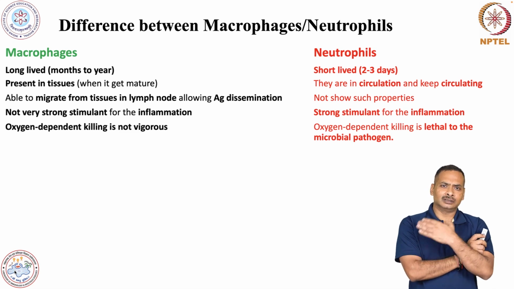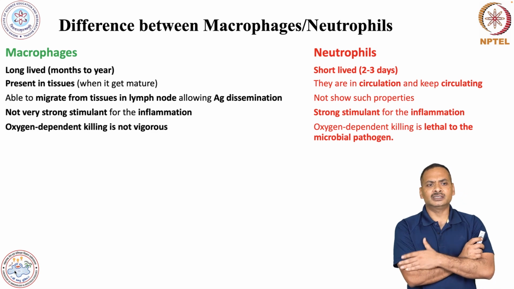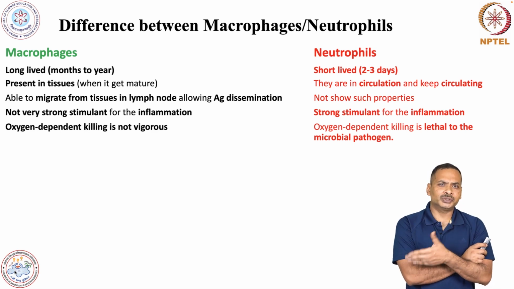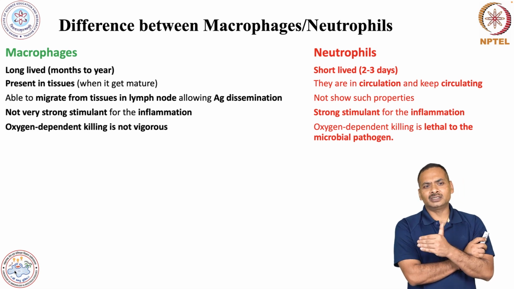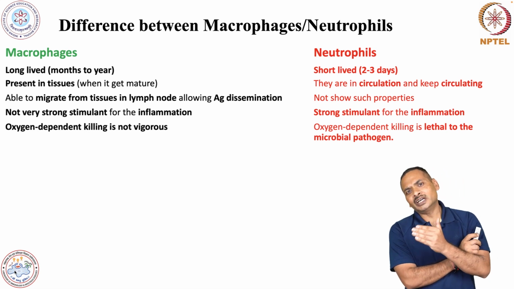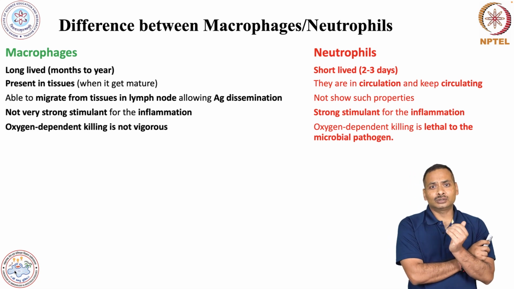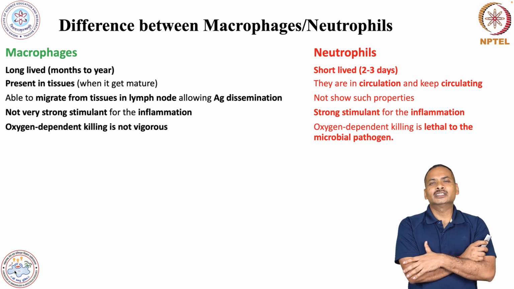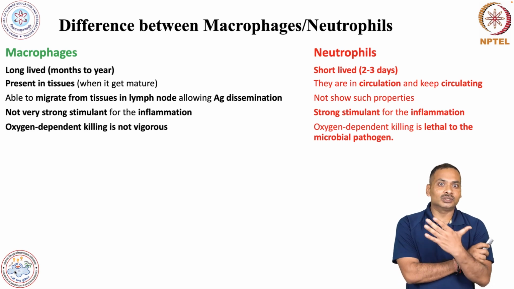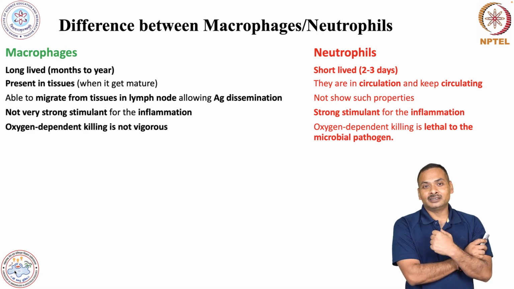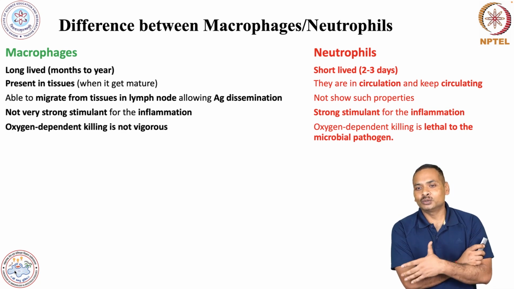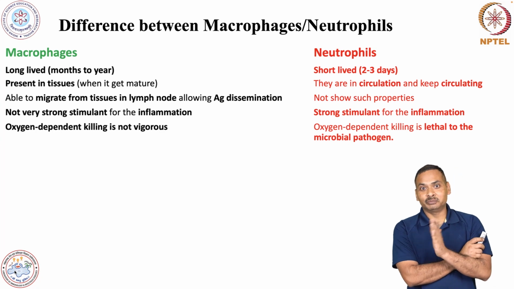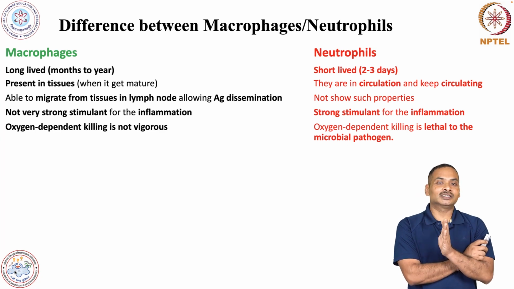Macrophages produce free radicals or reactive oxygen and nitrogen species, but oxygen dependent killing through these reactive oxygen species or reactive nitrogen species is not very vigorous compared to neutrophils. In the case of neutrophils, it is very vigorous and quite lethal or fatal to the microbial pathogen. So this is a very big difference, and that difference makes the neutrophil more aggressive.